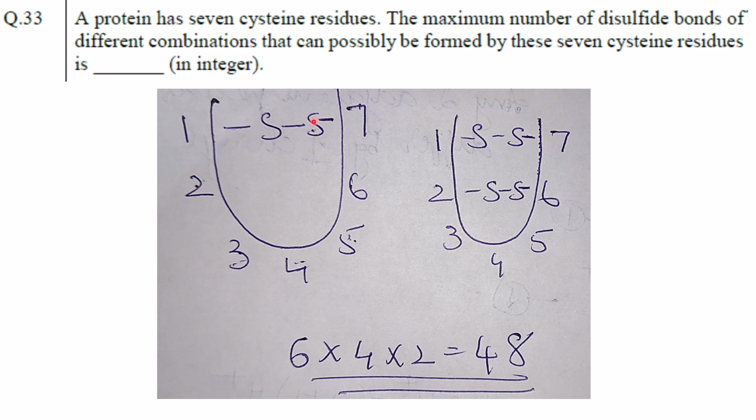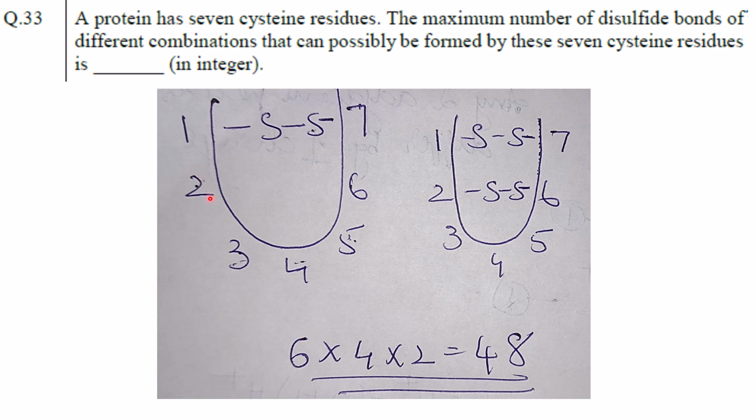So first, this is the protein with 7 cysteine residues, 1, 2, 3, 4, 5, 6, 7. This first one can form a disulfide bond with any of the other 6 cysteine residues, because a disulfide bond requires 2 cysteine residues to be present. Suppose one forms a disulfide bond with 7. So 6 for 1.